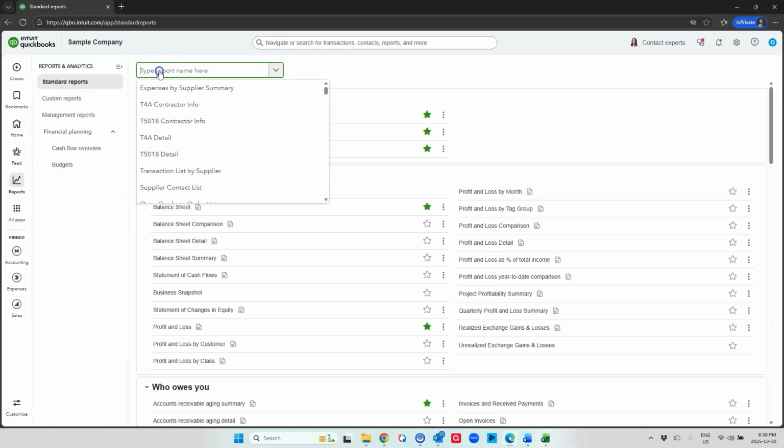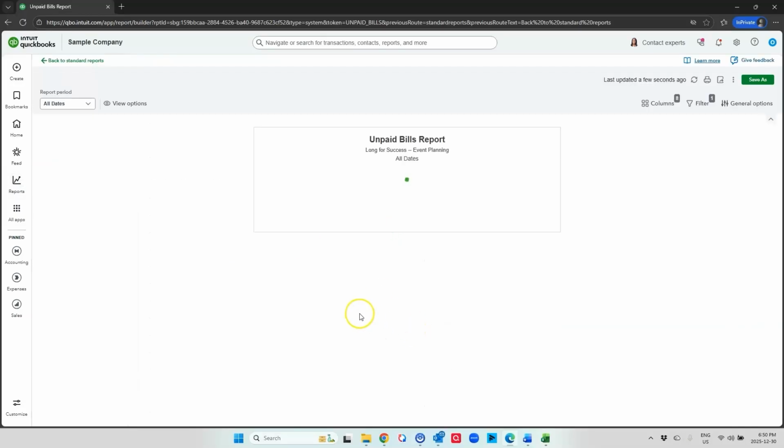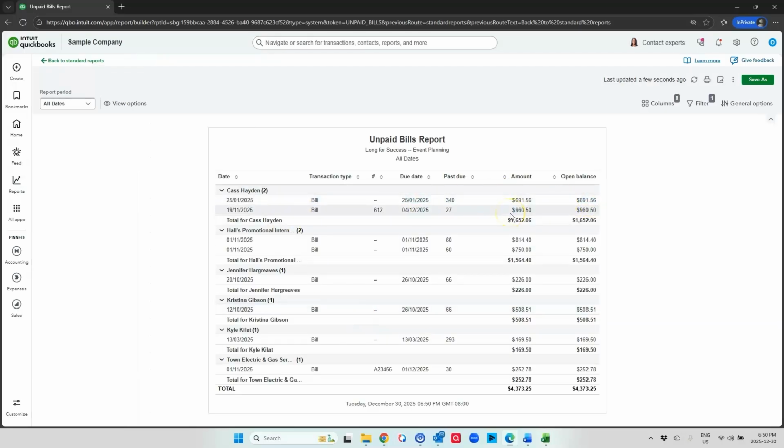The first thing we're going to do is look for unpaid bills. So we have a report here called unpaid bills. And this will show us everything that's in QuickBooks that has not been recorded as paid yet. And if we scroll down this past due here, we can see that we have two really old bills. There's one here for CAS, 25th of January. We have another one from the 19th of November, which kind of makes me think perhaps this is a mistake. Would she have sent us another bill if we hadn't paid her for January?